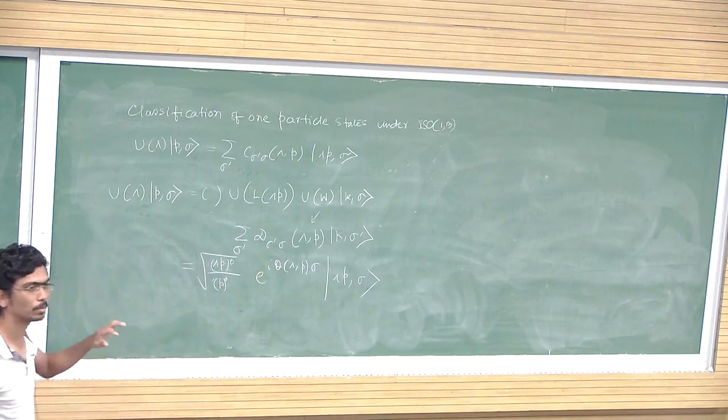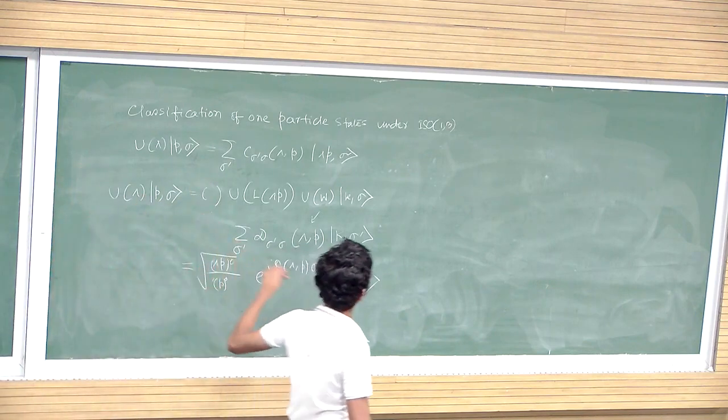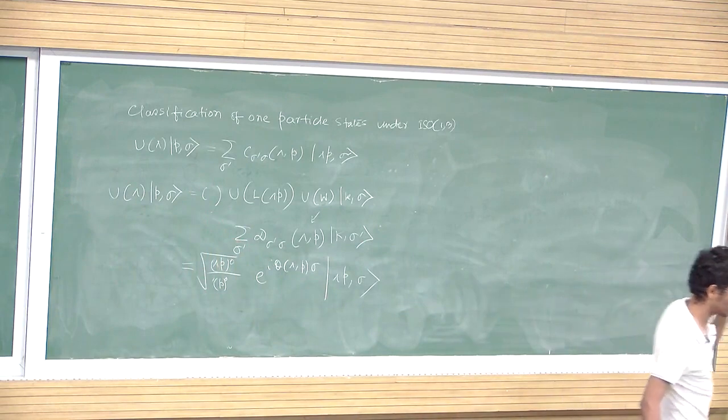Is there any question? So the reference for all these things is chapter 2 of Weinberg volume 1. This is how he found the Lorentz transformation properties of the one particle states.